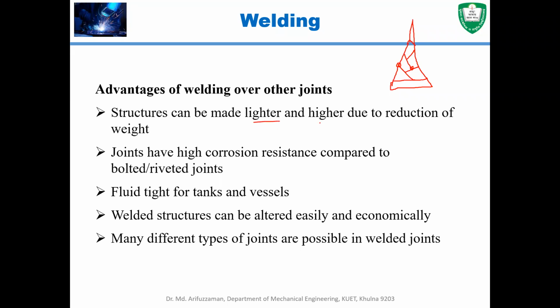That's why lighter and higher structures can be made. The second one is that the joint has better corrosion resistance compared to bolted and riveted joints.